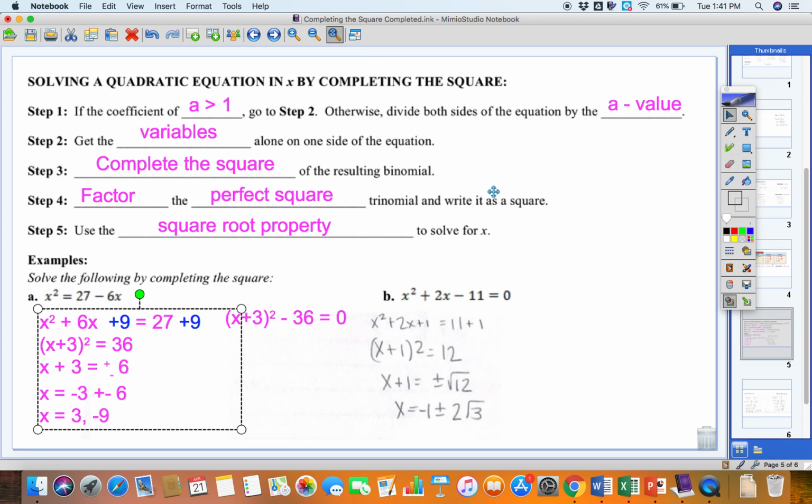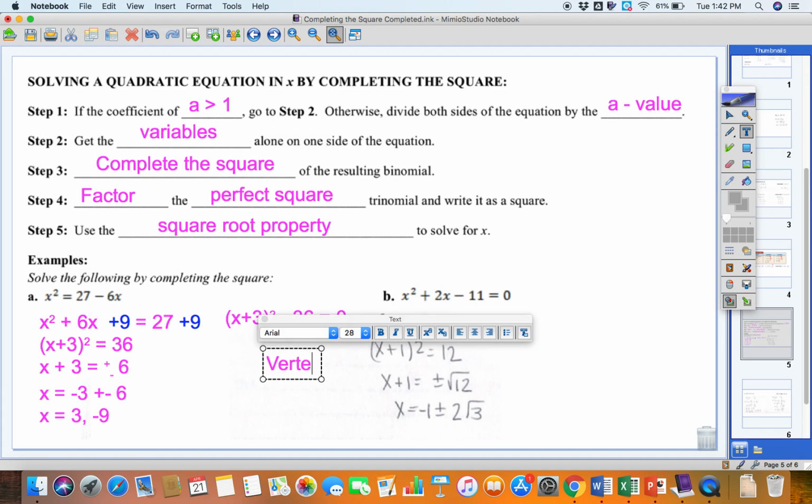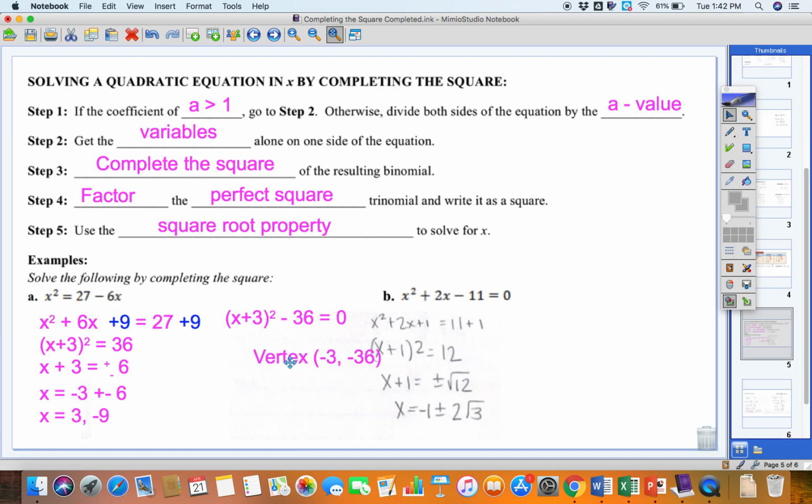We haven't really looked at this yet, and if we have time, we will, and if we don't have time, we won't. But I did want you to at least see it a little bit. So the vertex is negative 3, negative 36. And that actually comes from setting this equal to 0 and solving, which gives you negative 3. And this negative 36 just comes straight out of there. It's h, k.